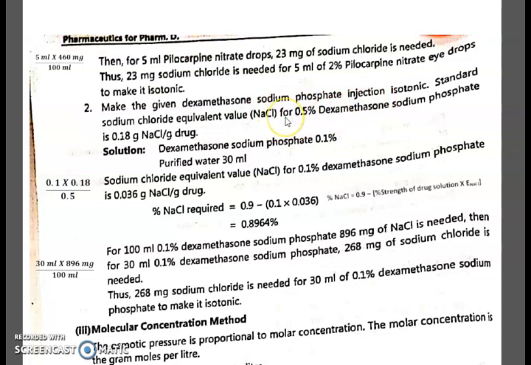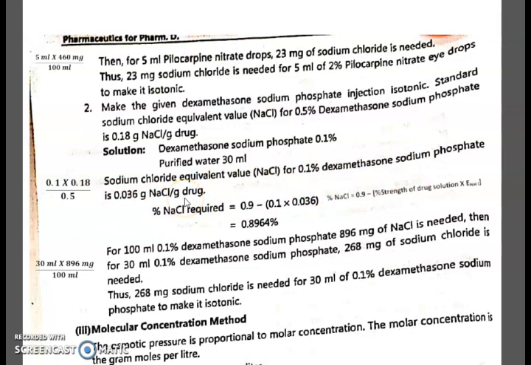So, first of all, we have to find the ENaCl value of 0.1% weight by volume dexamethasone sodium phosphate, which is found by 0.1 multiplied by 0.18 divided by 0.5. That gives 0.036 grams. That is for 0.1% weight by volume dexamethasone sodium phosphate solution.